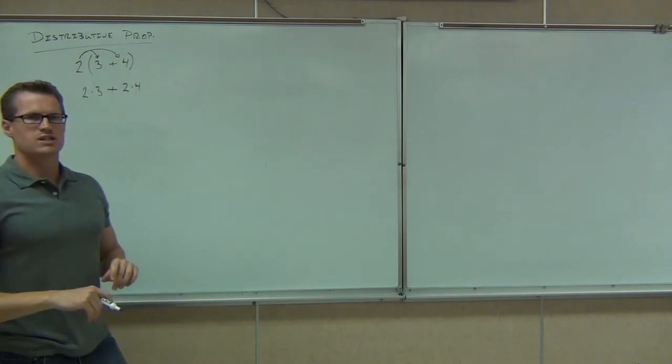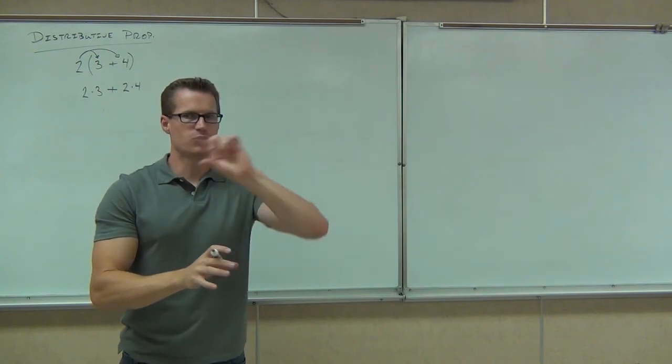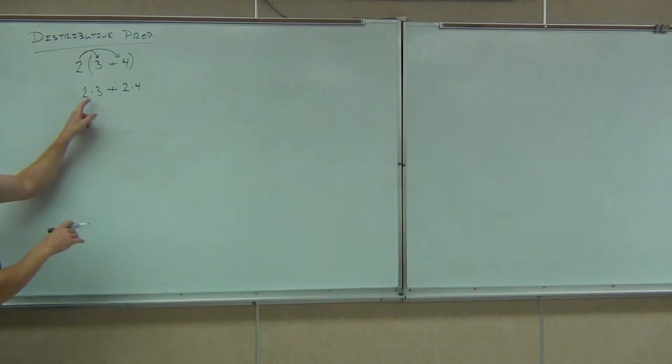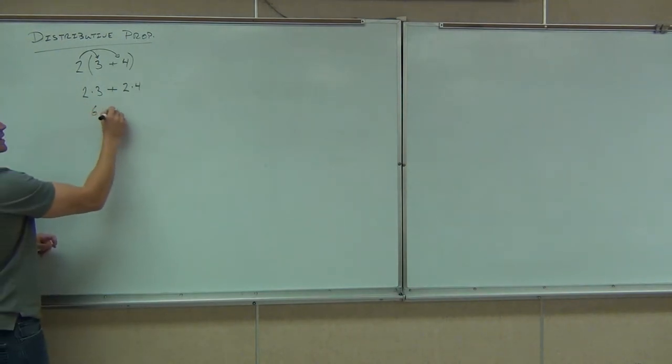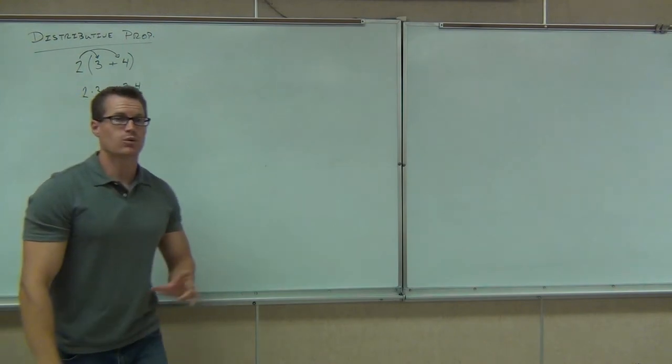So distribution says this, whether you add first or multiply first doesn't matter as long as you multiply by every term inside of your parentheses. Let's see if it works out the same. What's our 2 times 3? 6. Plus 8. Gives us 14. Exactly what we were just talking about. It will give you the same answer.